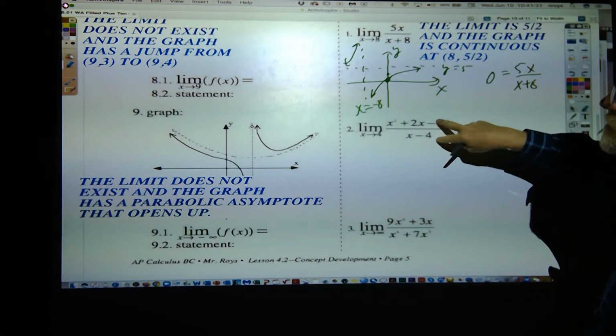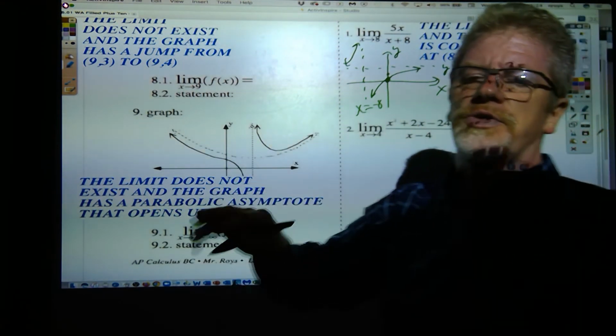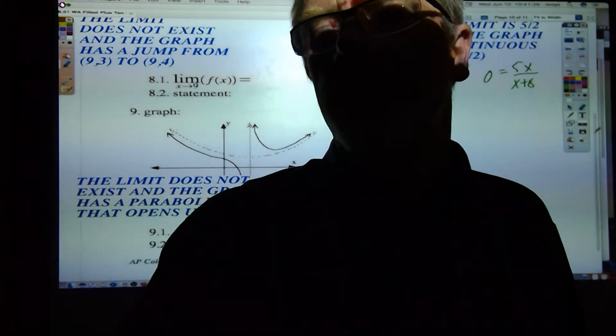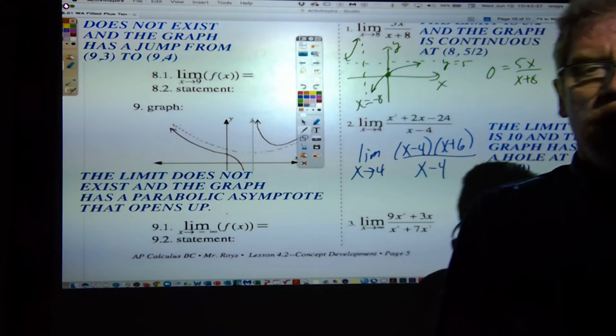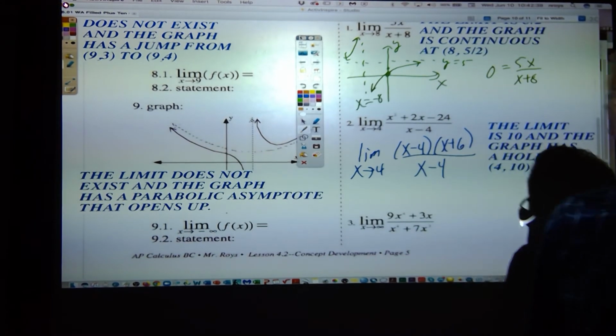Factor, and yeah, try number 2. I don't know what you're going to do with it. This will be interesting to see what you do with problem 2. Have at it. Okay, so this is probably pretty challenging for you.